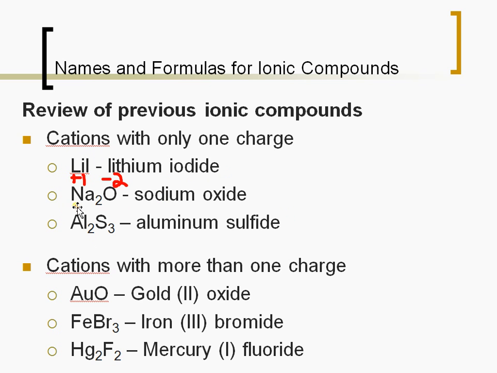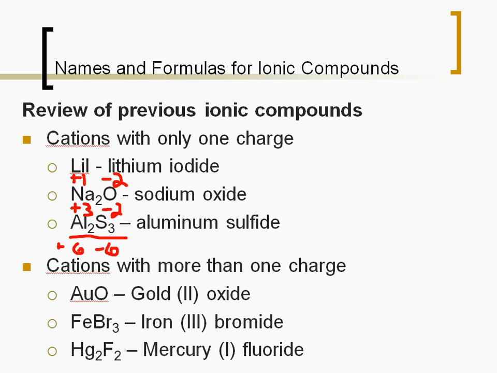Here aluminum was a plus 3, sulfur was a minus 2. Again, we had to find the lowest common multiple between these two, which was 6. Minus 6 and plus 6. And we call it aluminum sulfide.